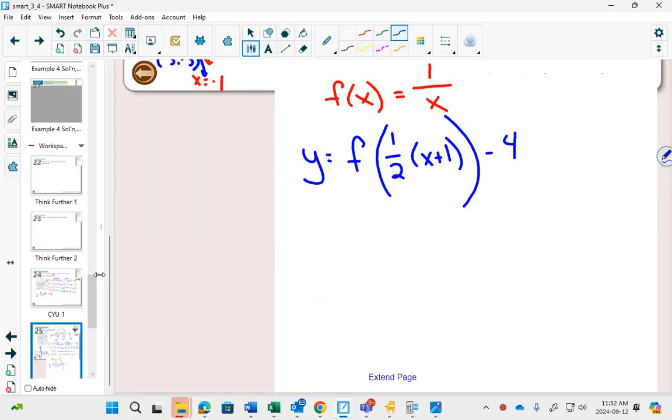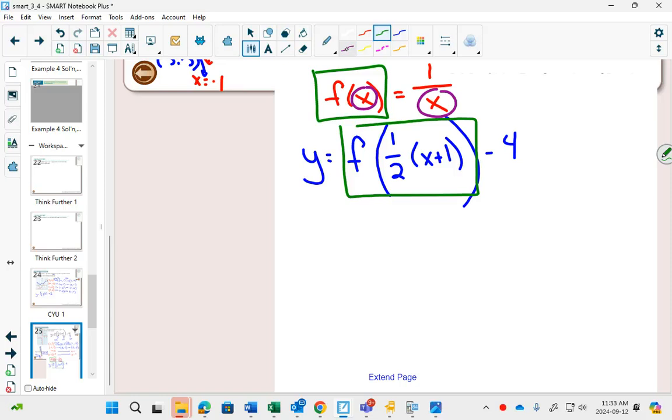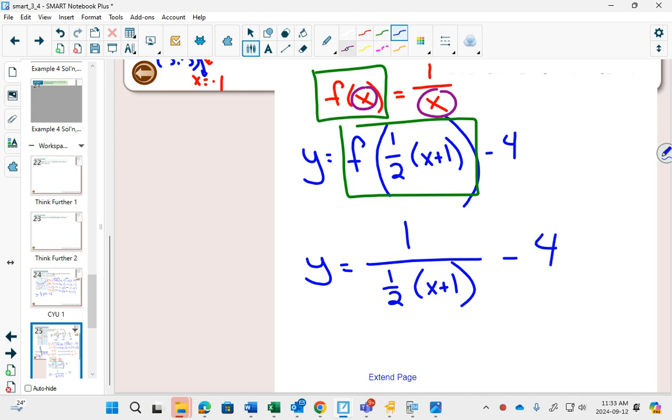So again, can we practice changing between function notation and explicit notation? The way that function notation works, wherever you have f of x, that gets replaced with 1 over x. Whatever you have inside your function replaces what the x has, and whatever's outside stays outside. So here's my f, and it's got a whole bunch of stuff inside. That part will become y equals 1 over 1/2 x plus 1. And then afterwards, I have a minus 4.